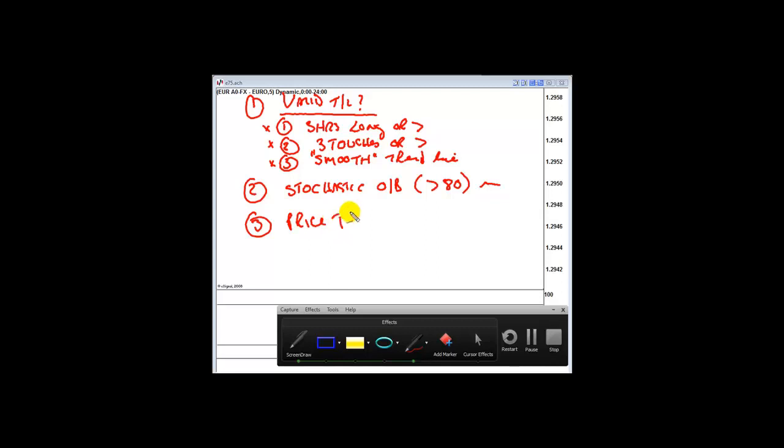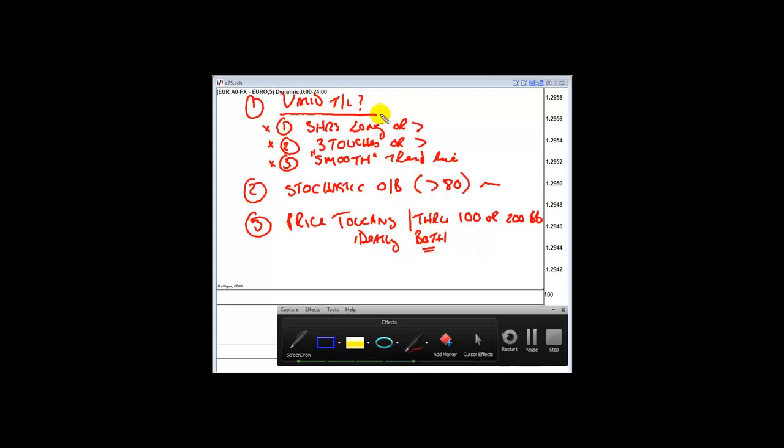And then the third condition, of course, is that the price is touching or through the 100 or 200 Bollinger, and ideally both. Okay.